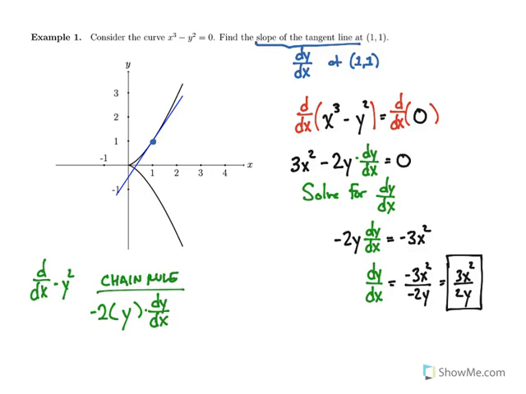And note that we can find the slope of the tangent line, the derivative at 1, 1, just by plugging in x equals 1 and y equals 1 into this equation. That's going to be 3 times 1 squared over 2 times 1, which is 3 halves. And that is the answer to the question. So we could have done this for any x, y point on that curve. Note that if we tried to do it at 0, 0, that wouldn't have worked because we'd have to divide by 0. So there is an issue there.